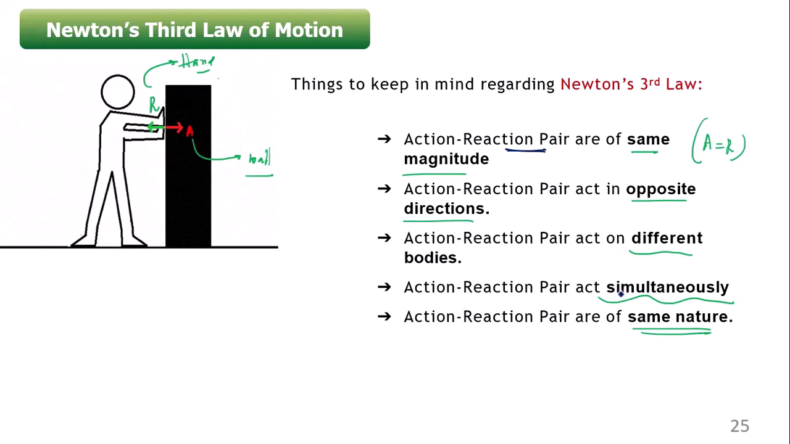Here the nature is contact. Both are contact forces. With that contact force, I am applying a force on the wall. Similarly, the wall is offering another contact force on our hand. So both are of the same nature. If the forces satisfy these conditions, then these forces are known as action reaction forces. And Newton's third law gives the explanation of this action reaction force. Understood?